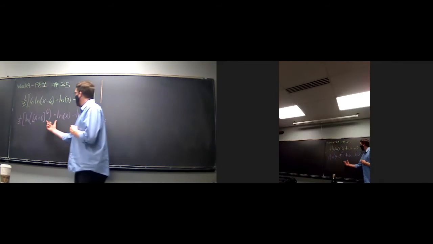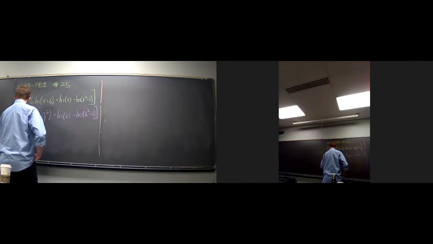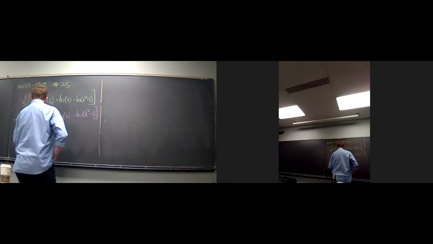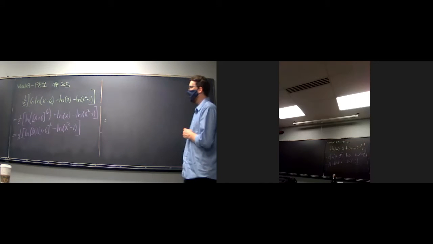Now, I would use the product rule of logarithms to combine these two terms to get 1/3 times the ln of x times x plus 6 raised to the 6th, minus the ln of x squared minus 1. I forgot to close that bracket.